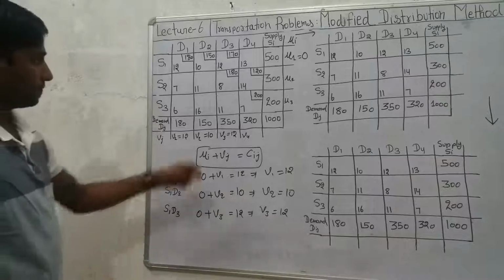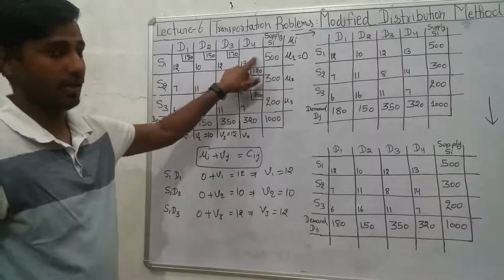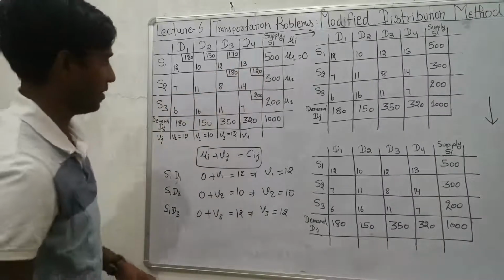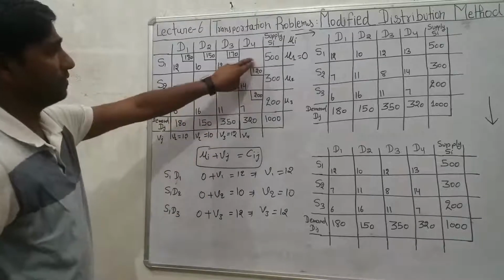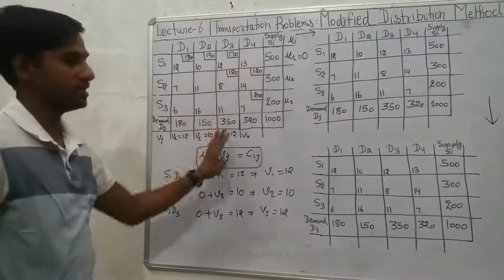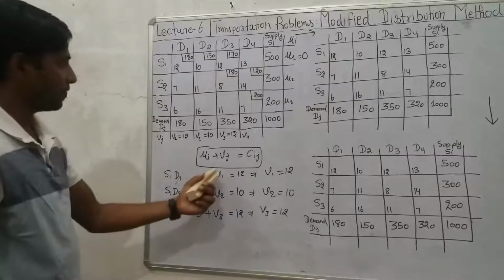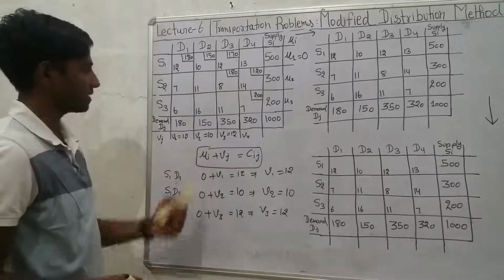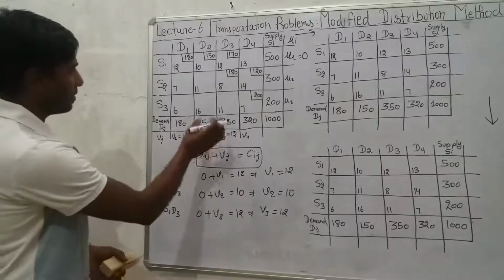Okay. Now come to the fourth cell. As this cell is not occupied, or we have not assigned any value into this cell, so we are not going to consider this cell particularly for calculating the values of index values. Now look at the values.